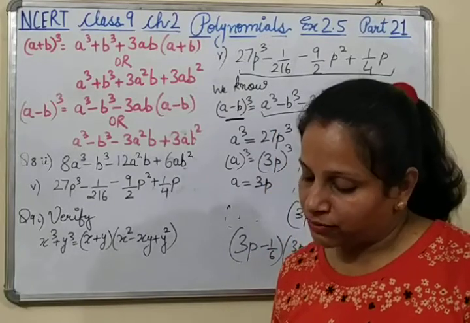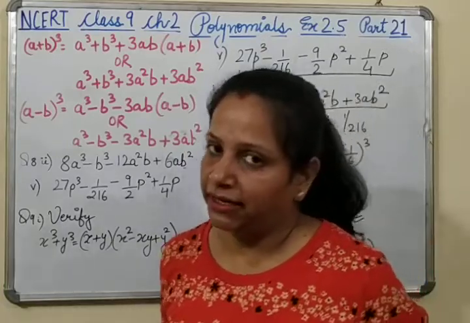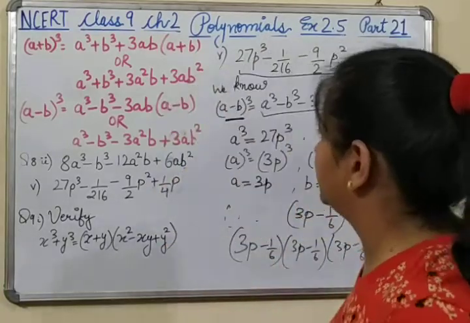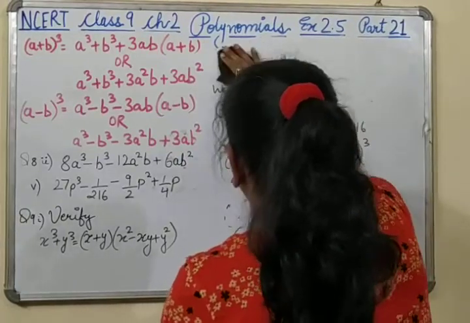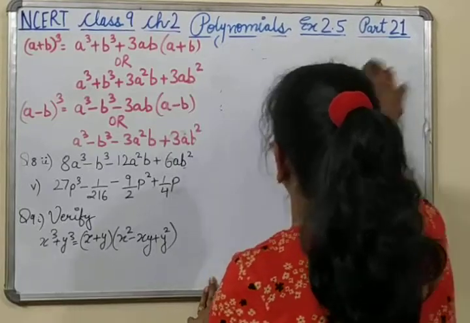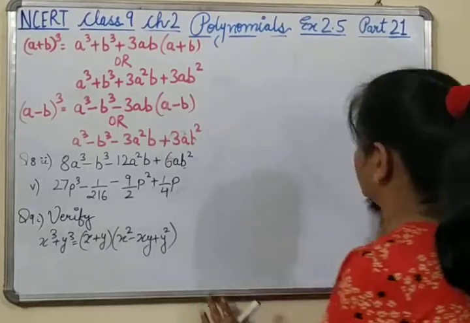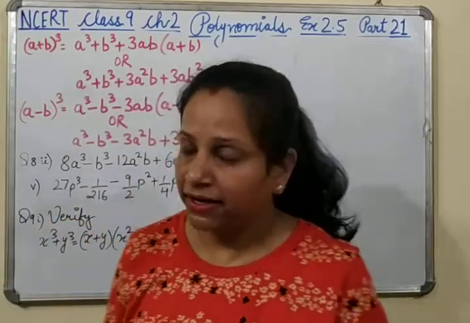Now moving on to the next question, we have question number 9, and there are two parts in question number 9. The 9th question is very simple. If you look at it, the question is verify. Whenever we have questions of verify, that means we have to prove the question by taking the left hand side and the right hand side.